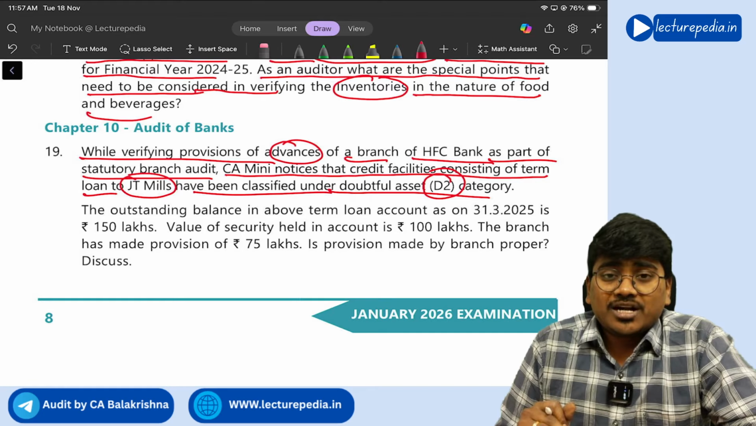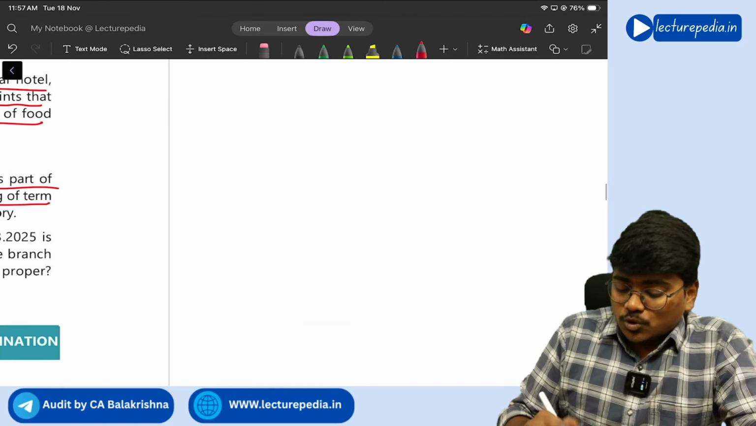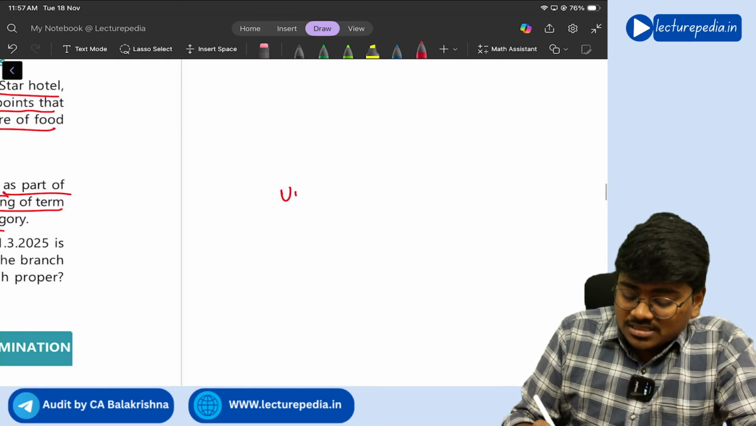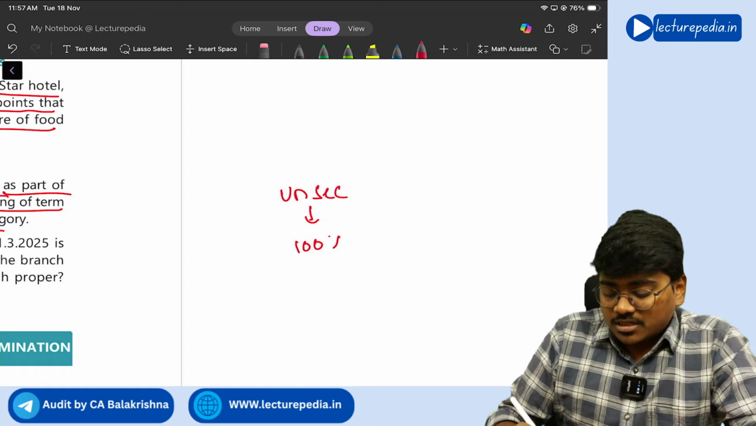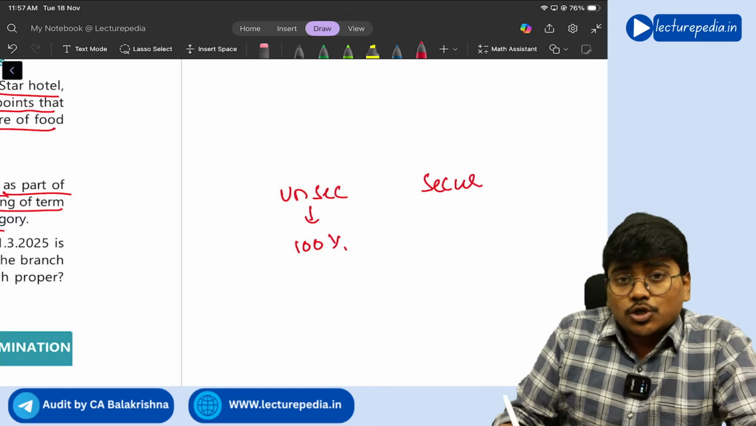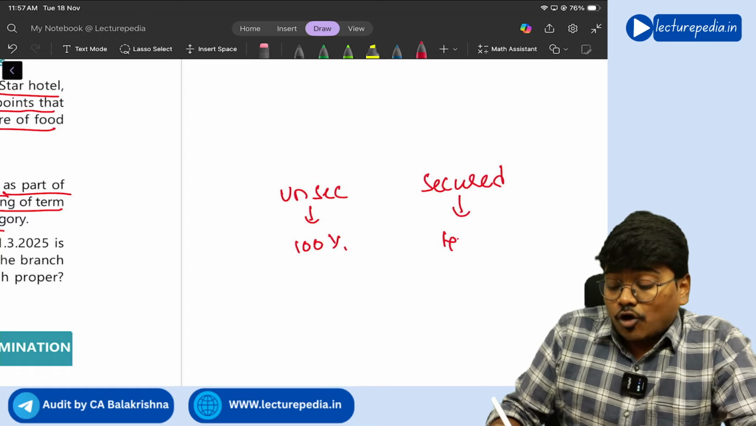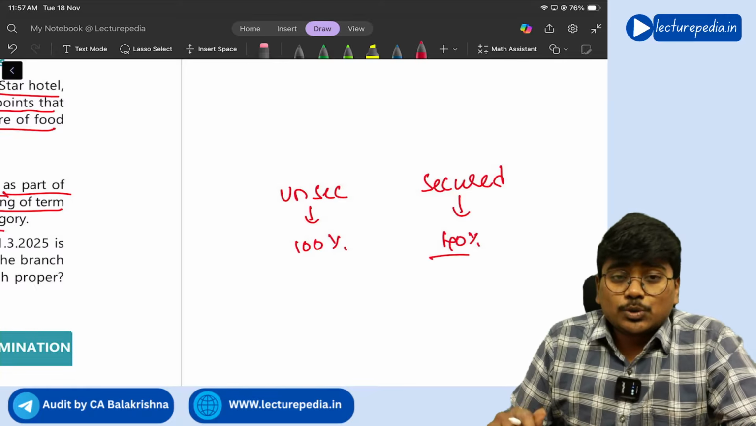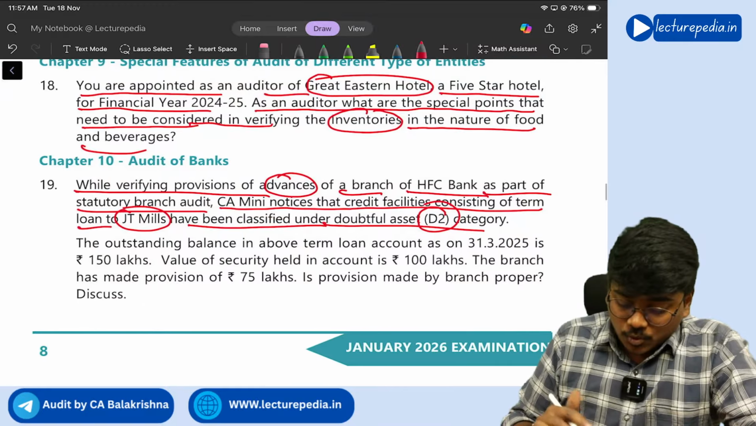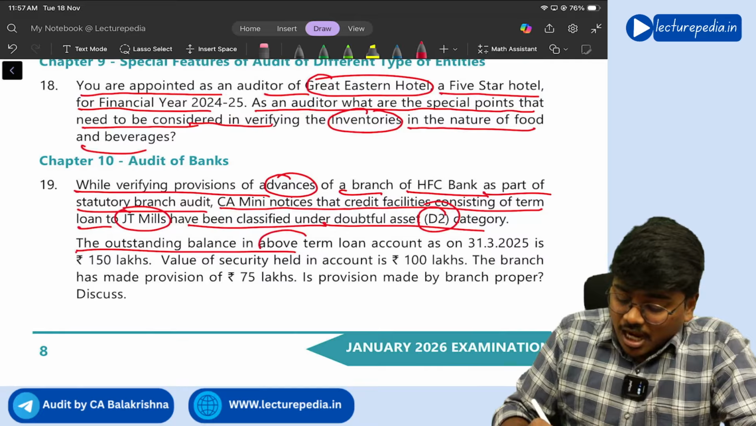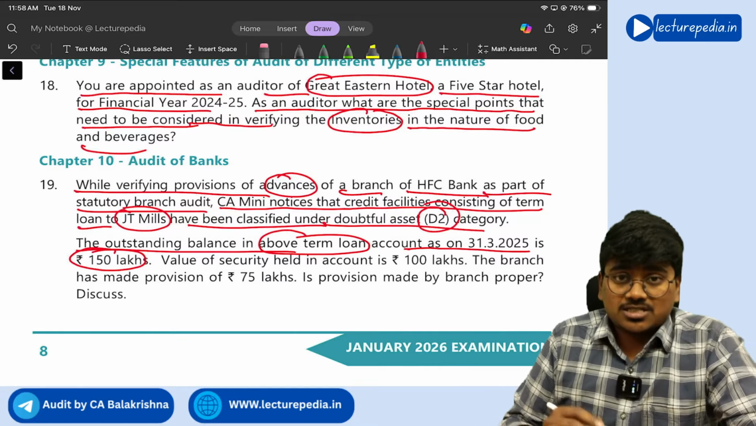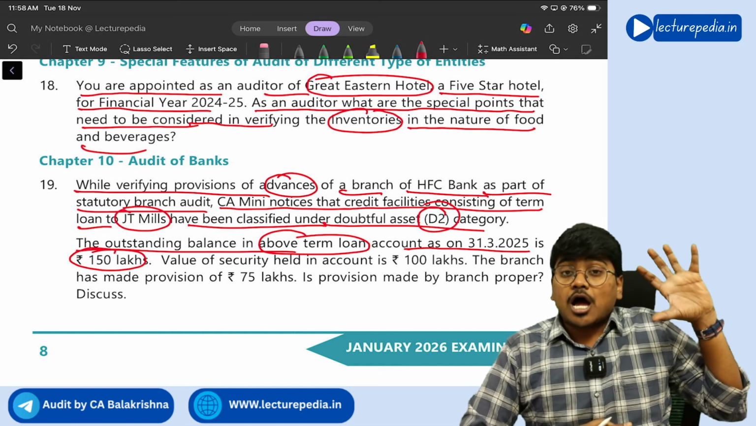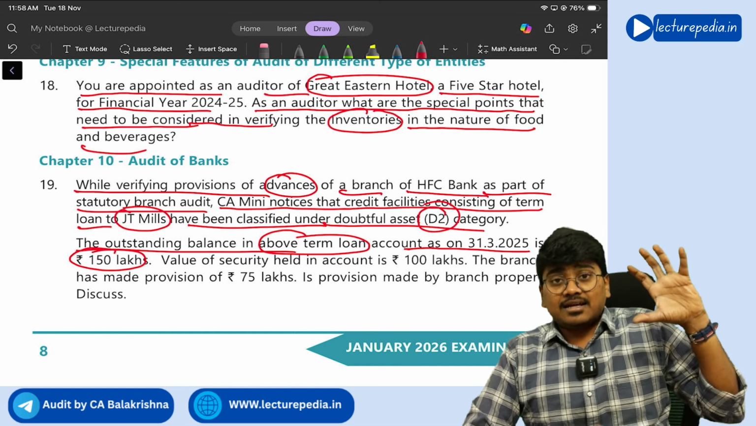What is the provision for D2? If it is unsecured, you will provide 100% provision. If it is secured, you will provide 40% provision for D2 category, if you remember. Now the outstanding balance in above term loan account as on 31st March is 150 lakhs. So 150 lakhs is outstanding and it is in the category of D2.